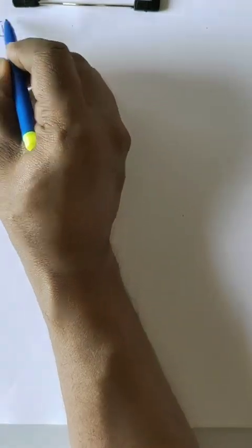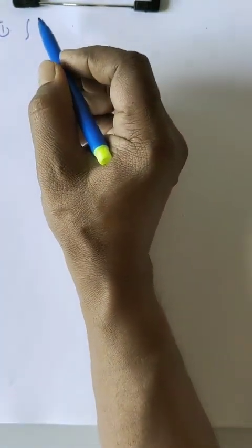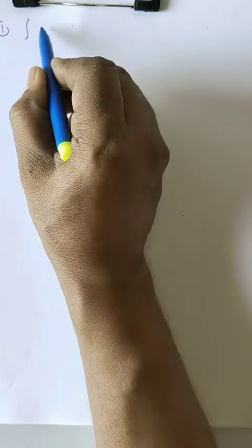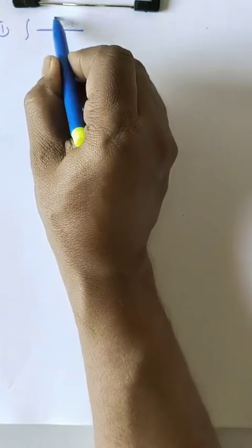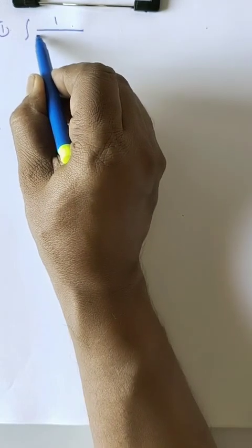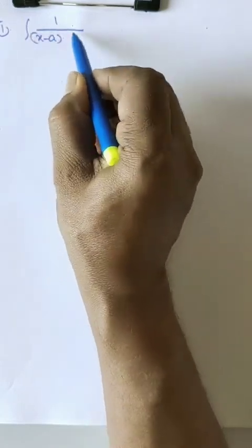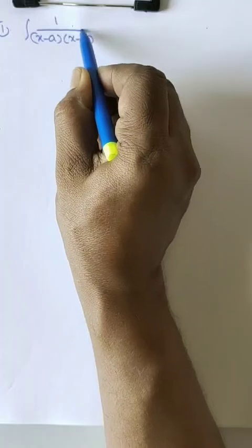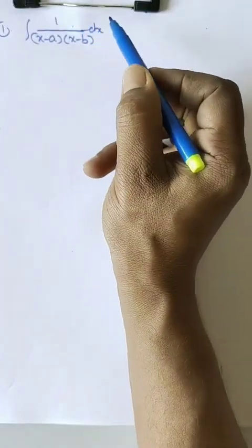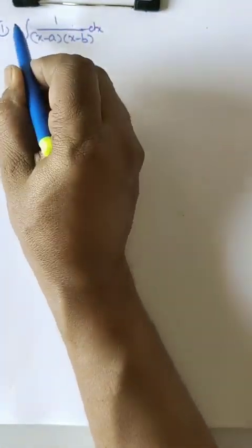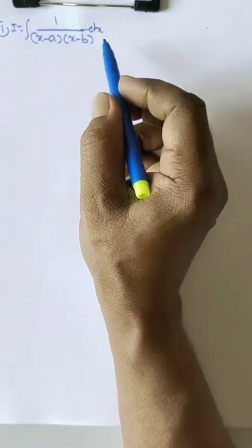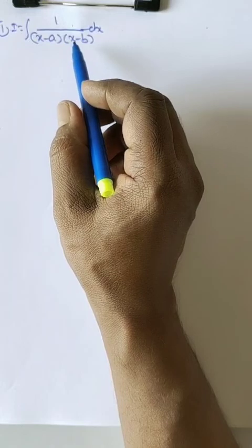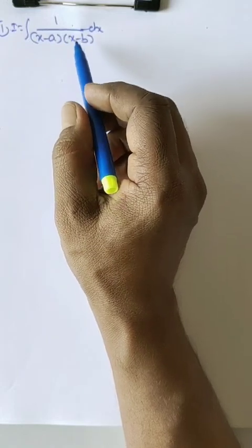One, integration of 1 upon x minus a into x minus b. Integration of 1 upon x minus a into x minus b. This example is solved by method of partial fraction.